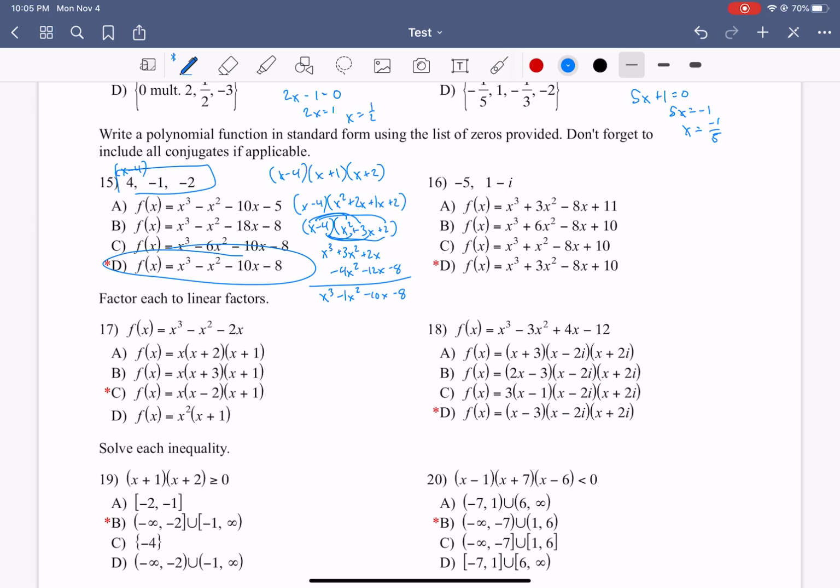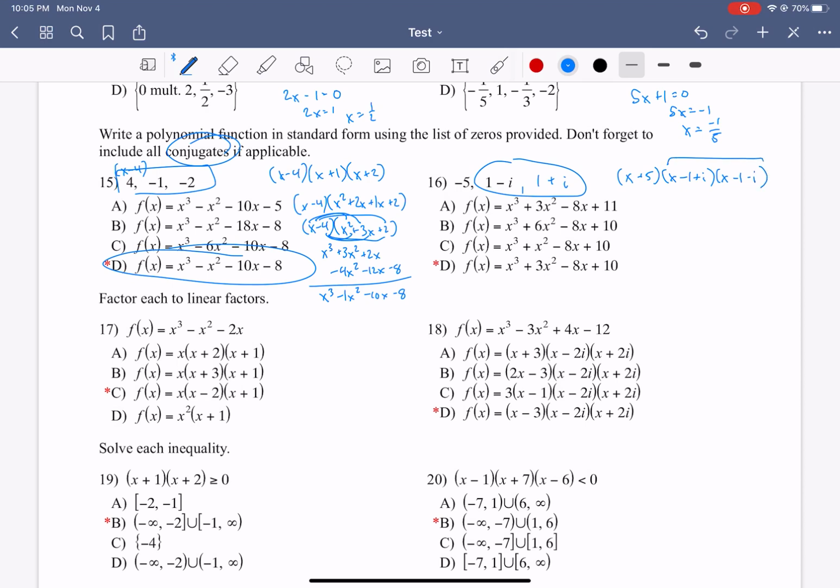If we look over at 16, looks like we lucked out because we only have 2 zeros, but we are incorrect because we have a complex number, which means we also have its conjugate, which means we need to change that operation that's on the inside. So we're going to deal with these two first. So we have x minus negative 5, x minus 1 plus i, and then x minus 1 minus i.